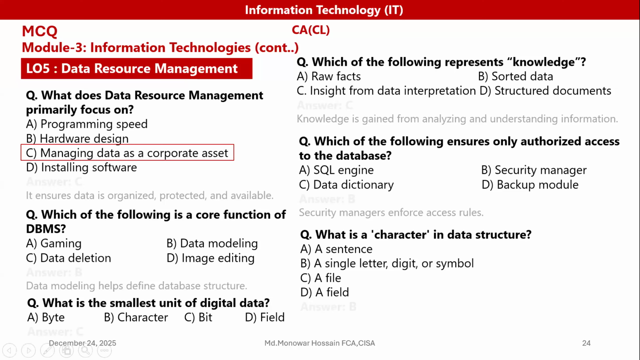Which of the following represents knowledge? We know knowledge means insight from data interpretation. Knowledge is gained from analyzing and understanding information. That knowledge comes from information, and information comes from processed data. So insight from data interpretation is knowledge. Answer C. Which of the following is the core function of a database management system?